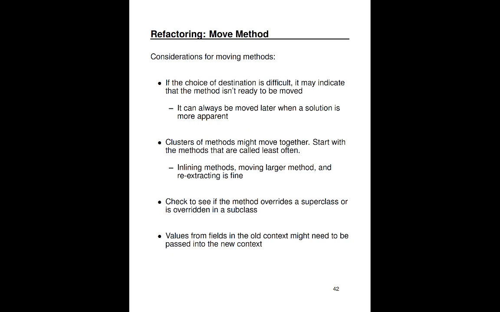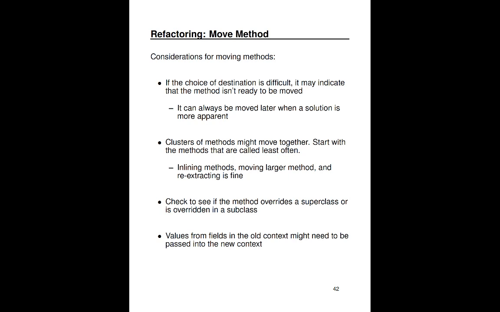While you're moving methods around, there's some things to keep in mind. If you're looking at a method and you're unsure, or it's really difficult for you to decide where the best place for it is, it might be an indication that it's not quite ready to be moved yet. And that's okay, right? We can always move it later when a solution is more apparent. You might find that there are some methods that have interdependencies that cause them to want to move together. And that's okay. You can do this.